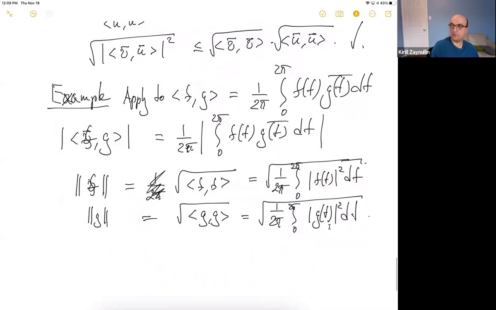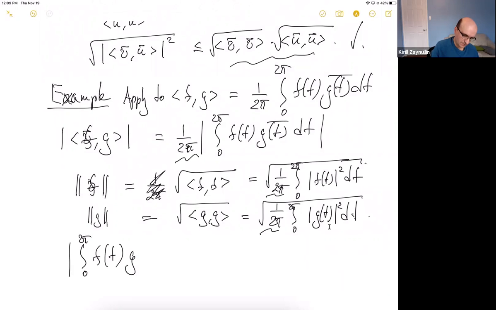Now we can combine all these integrals together and get the following inequality. Of course, this 1 over 2 pi will cancel because there are 2 square roots and we need to multiply them, right? So basically you can forget about 1 over 2 pi. We will end up with the following inequality. The absolute value of this integral has to be less than or equal to the product of those values.